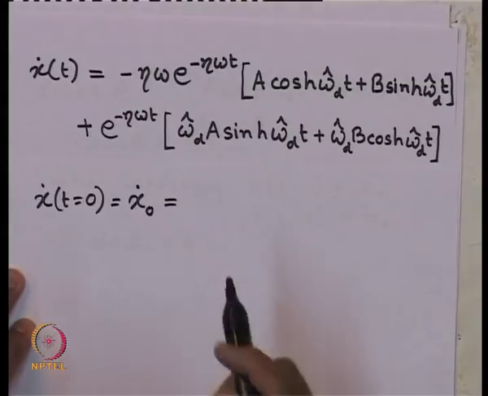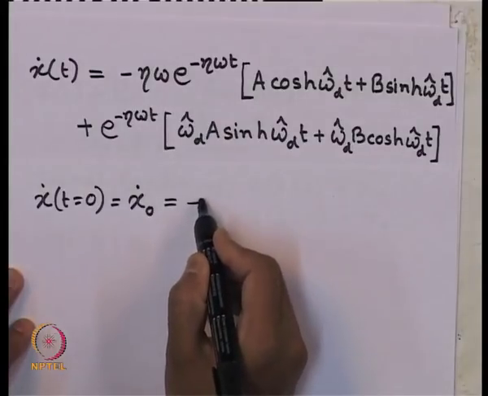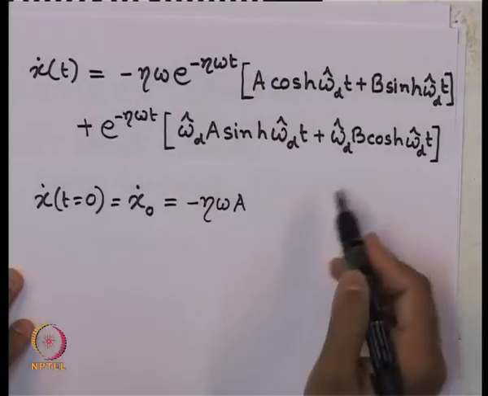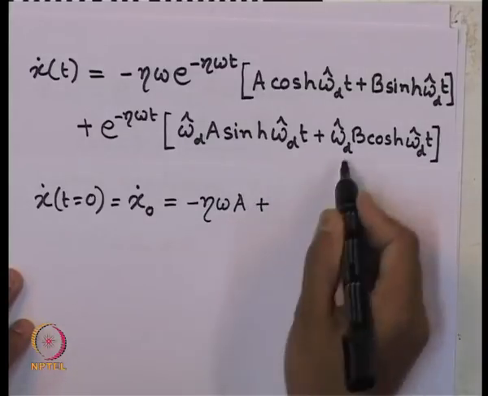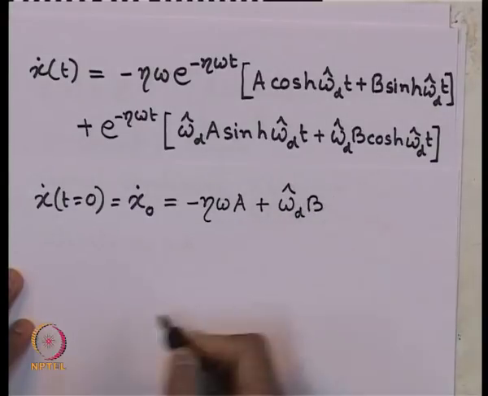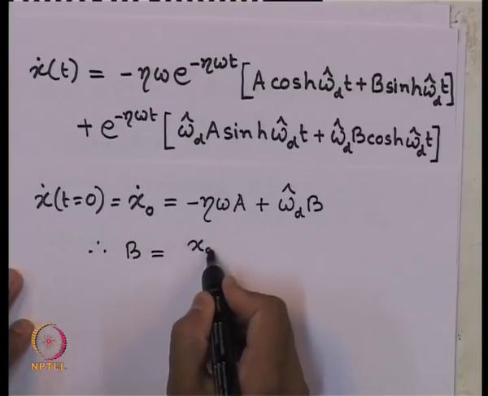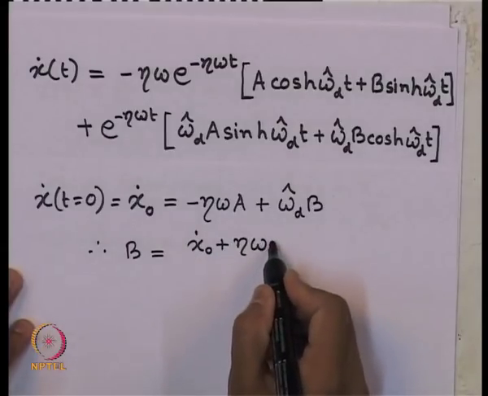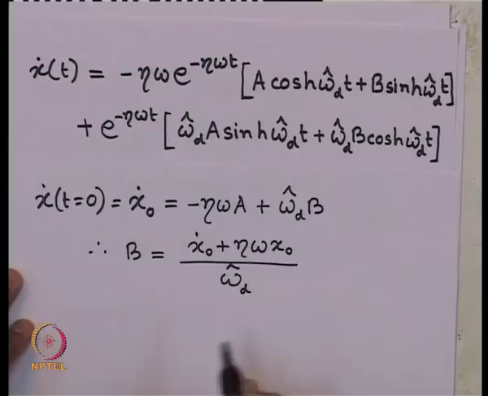This will give us, in this expression if we put t equals 0, it will give us minus eta omega times a, and from this expression we will get, this term vanishes, this remains. So, plus this is 1 omega d cap b. Therefore, the constant b becomes x naught dot plus eta omega a, we have already got, it is x naught, divided by omega d cap.